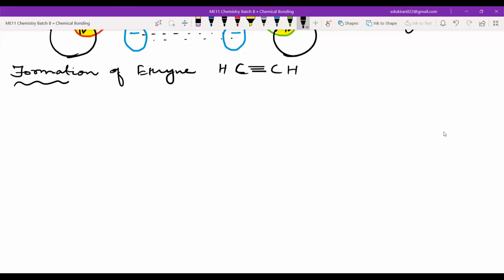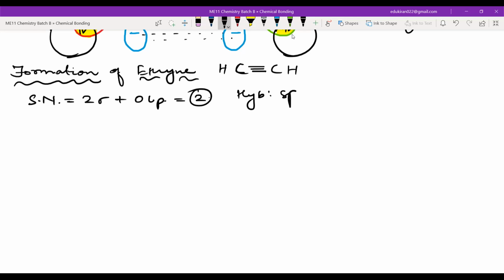The next question that we ask ourselves is how many sigma bonds are present in both of these carbon atoms? So the steric number for both of them is 2 sigma bonds plus 0 lone pair electrons. That is why the steric number is 2. If the steric number is 2, the hybridization becomes sp. We have to do sp hybridization for both of these, the green one and the red one.